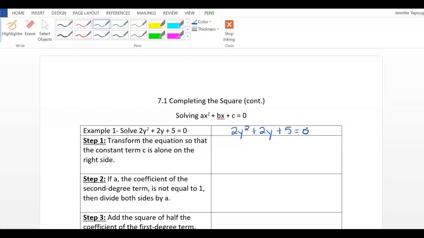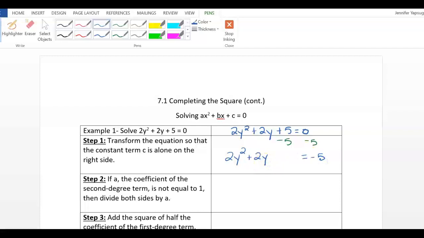So the first step, like before, was to transform the equation so that the constant term is alone on the right side. So that means that we're going to be taking a look at the 5, right? So we're going to subtract 5 from both sides. So that gives you 2y squared plus 2y. Remember, we're going to leave a space, and we're going to set that equal to negative 5.